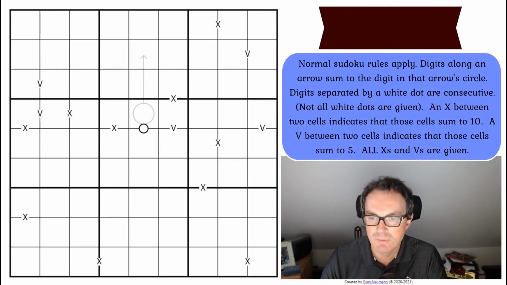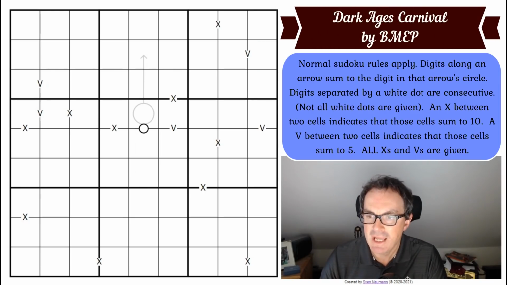Let me read them to you. Normal Sudoku rules apply. Digits along an arrow sum to the digit in that arrow's circle. So that's normal arrow rules. Digits separated by a white dot are consecutive. There's only one of those, and not all white dots are given. An X between two cells indicates that those cells sum to 10. So those add up to 10, those add up to 10, etc. A V between two cells indicates that those cells sum to 5. There's lots of those in the grid as well. And all X's and V's are given.